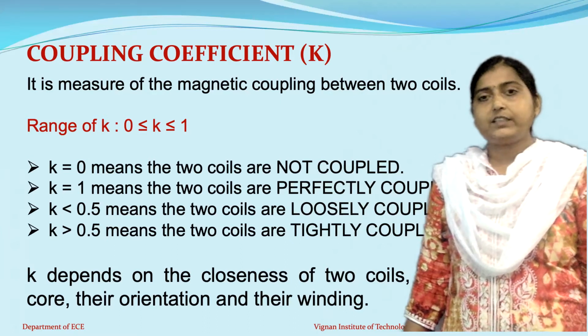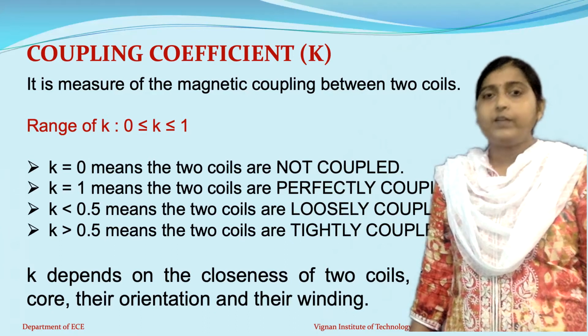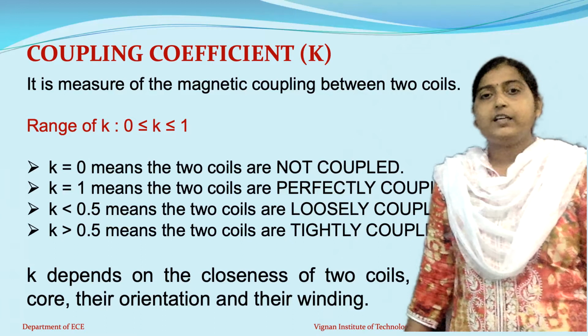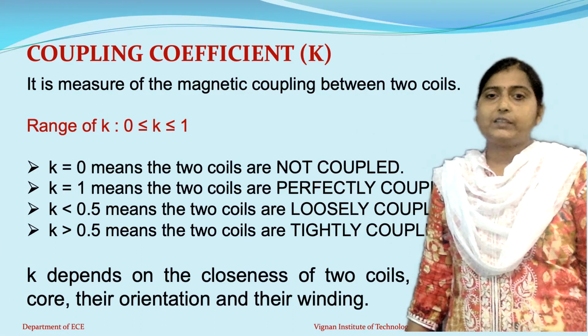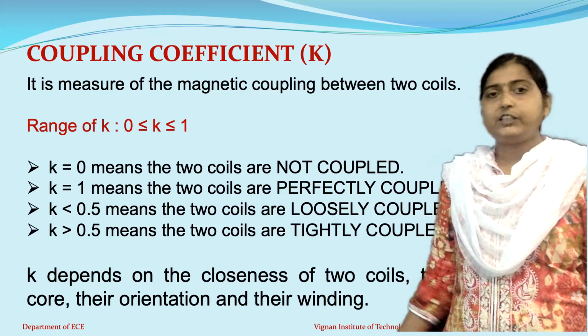Since self-inductance and mutual inductance are both inductances induced in the coil, the unit for both is the Henry, and the symbol we use to represent it is capital H. So let us continue with the magnetic circuit topic.